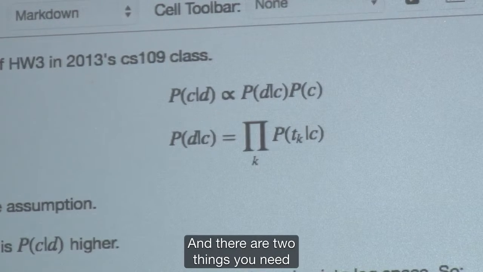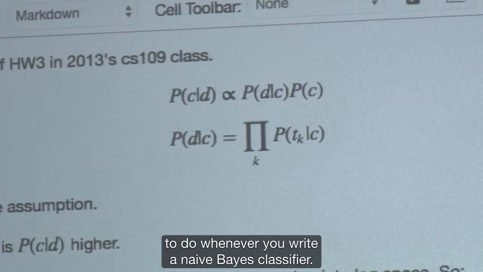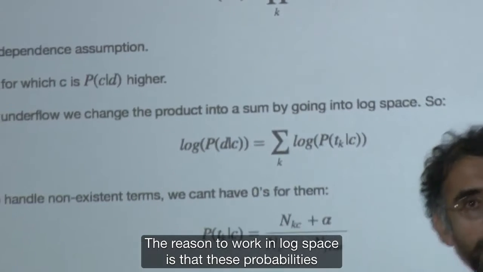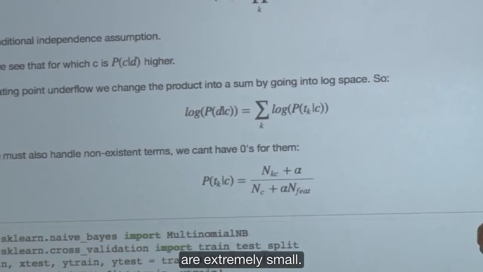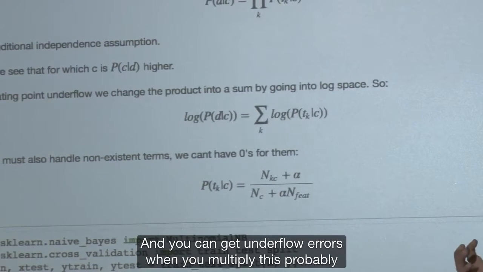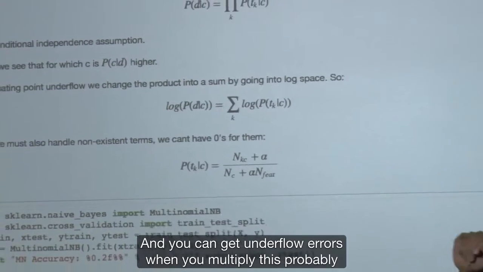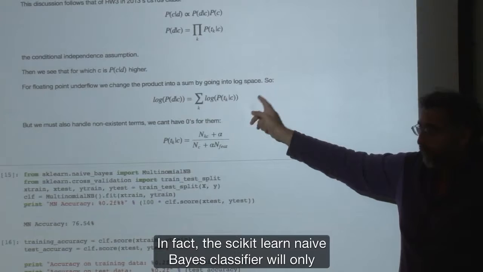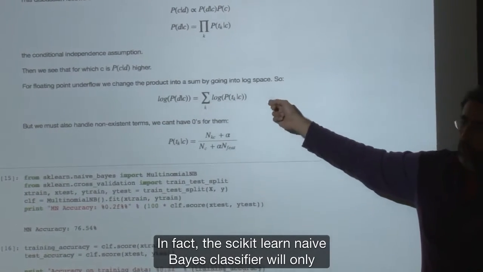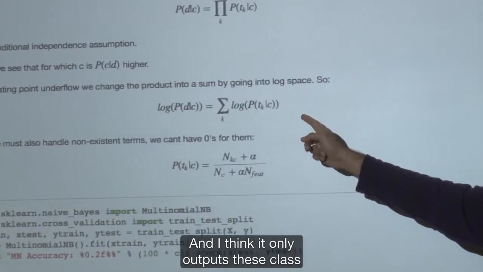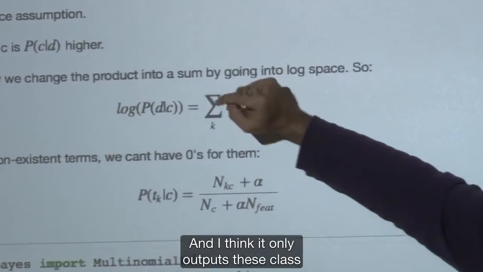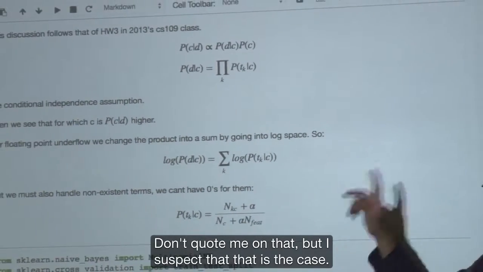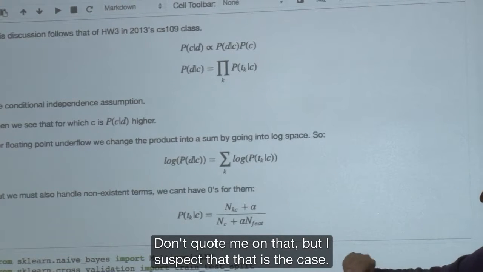And there are two things you need to do whenever you write a naive-Bayes classifier. First, work in log space. The reason to work in log space is that these probabilities are extremely small, and you can get underflow errors when you multiply these probabilities together. So work in log space. In fact, the scikit-learn naive-Bayes classifier will only output these class conditional probabilities in log form for you. Don't quote me on that, but I suspect that is the case.